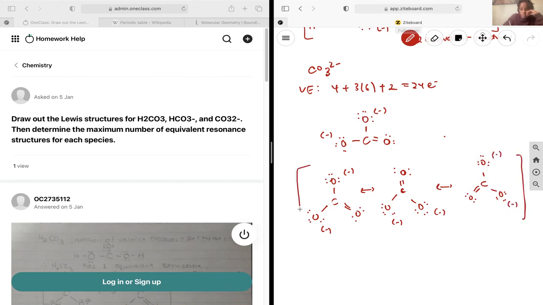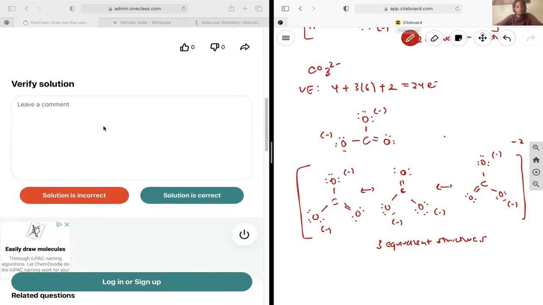And so these would be all of our resonance structures with a total charge of -2. And that's going to be your final answer. So you have 3 equivalent structures. And those are your final answers.